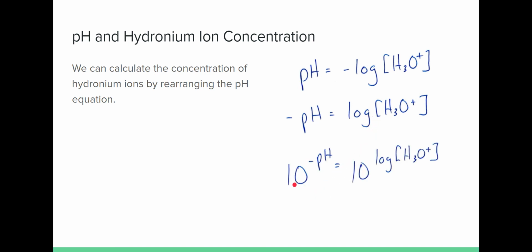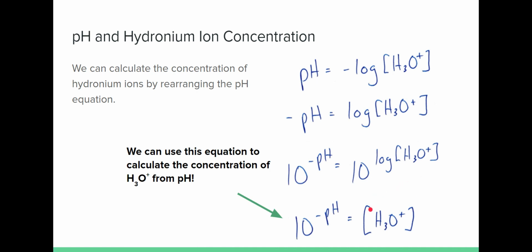If I take 10 to this side of the equation, 10 to the negative pH, 10 to the log base 10 cancels out mathematically, and I'm left with this new expression which says 10 to the negative pH is equal to the concentration of H3O+ in solution. We can use this to go the reverse way if we know the pH of a solution.